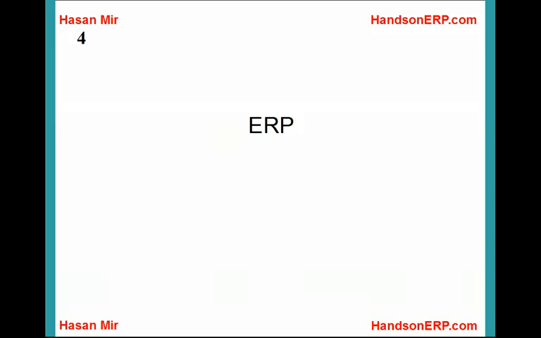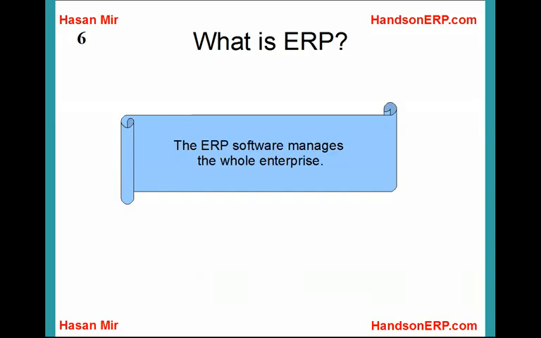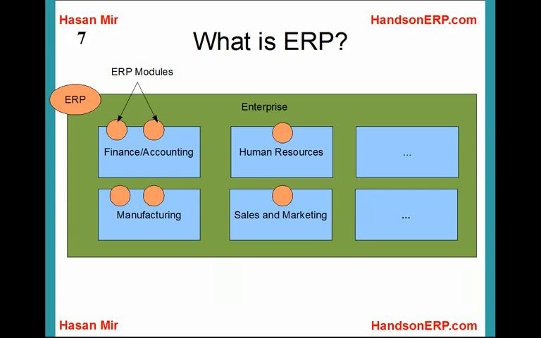Let's start with ERP. ERP stands for Enterprise Resource Planning. Actually, ERP is a special category of software that manages your whole enterprise. A company typically consists of departments, and each department would need some kind of a software to manage its information. So ERP would consist of different modules. Each department would be using one or two modules of the ERP software to manage its end-to-end solution.